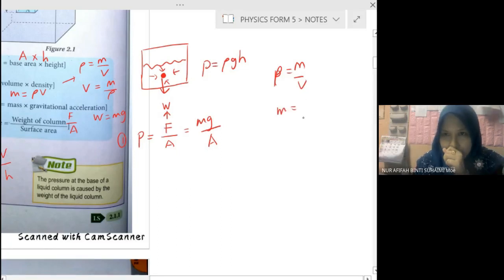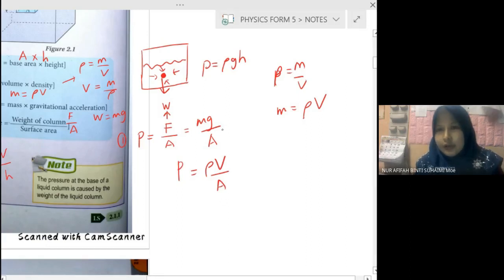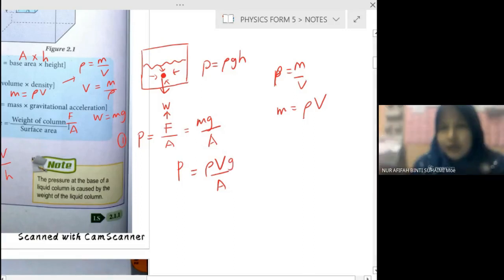rho V. Right. Okay. So from here, m equal to rho V over A. Pressure equal to rho g V over A. Okay, this one is rho V, and then g over A. Okay. Now V over A equal to h from the volume. We substitute this one into h. We know that volume equal to A times h, surface area times height.